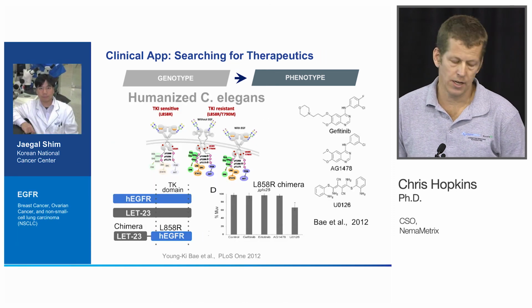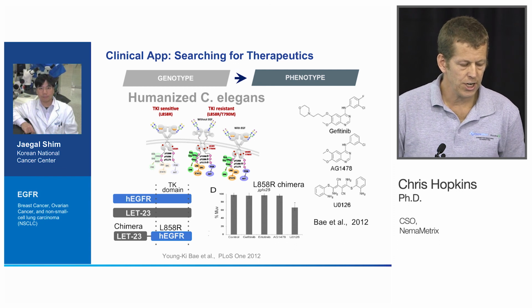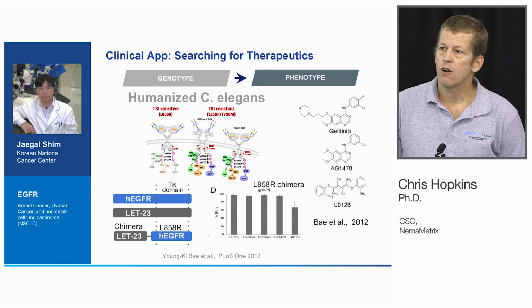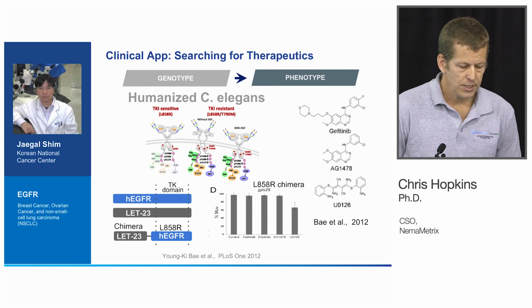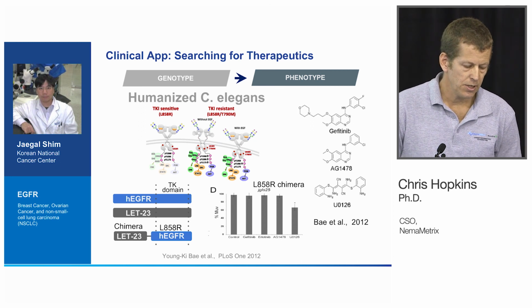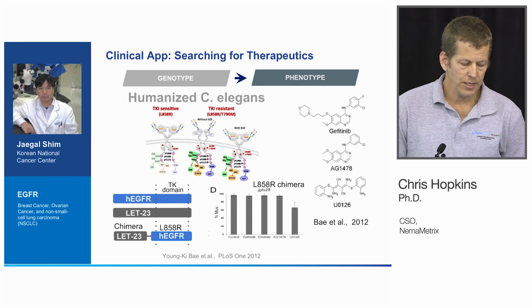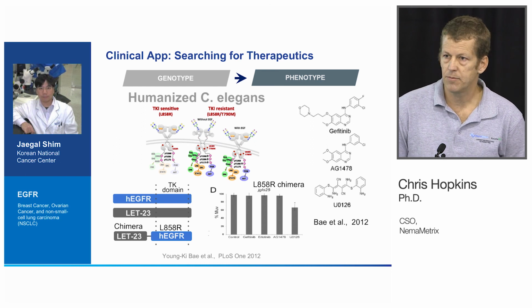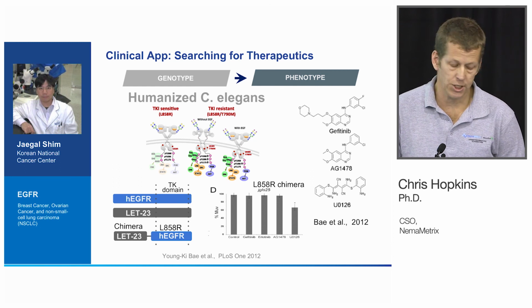Finally, as the last slide on the applications, we have Jaegil Shim at the Korean National Cancer Center. He was interested in the EGFR gene and wanted to understand its role in cancer biology. And to study it in the C. elegans system, to humanize it, he made a chimera where he took the TK domain coming from the human EGFR receptor and fused it to the extracellular domain of the LET-23 gene.